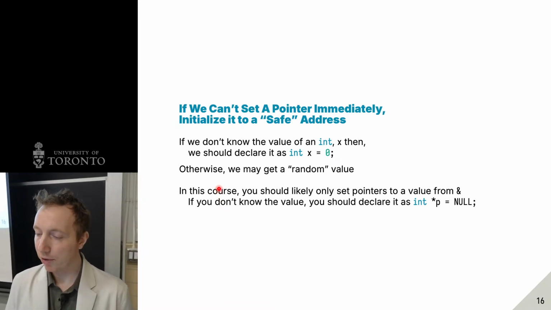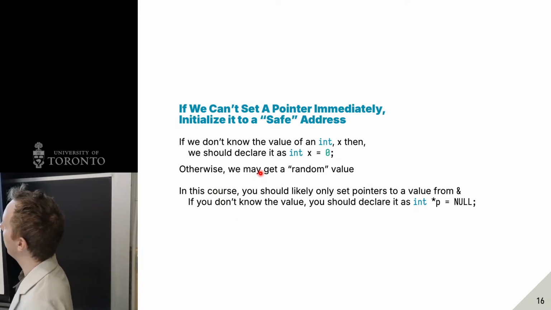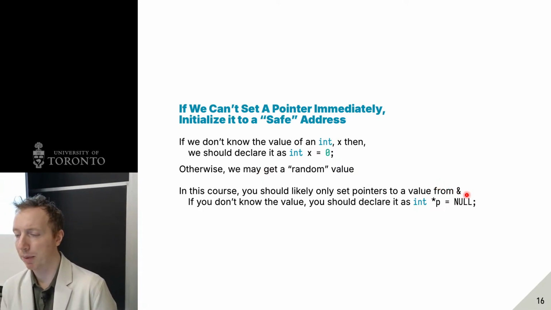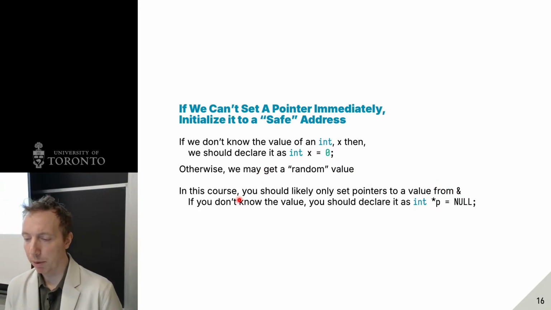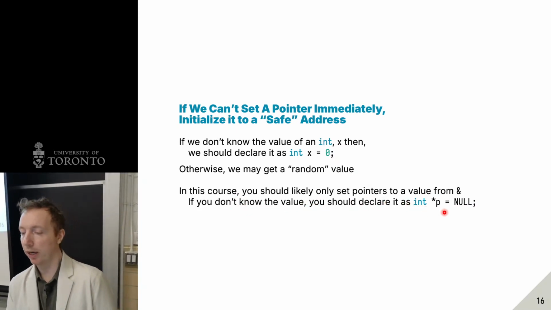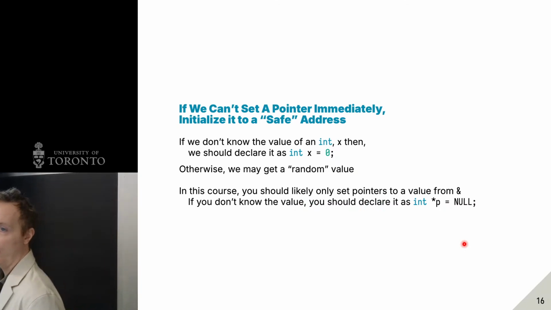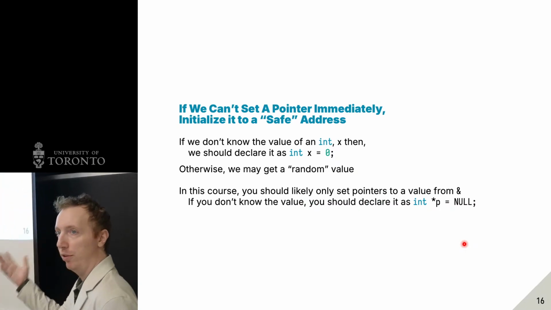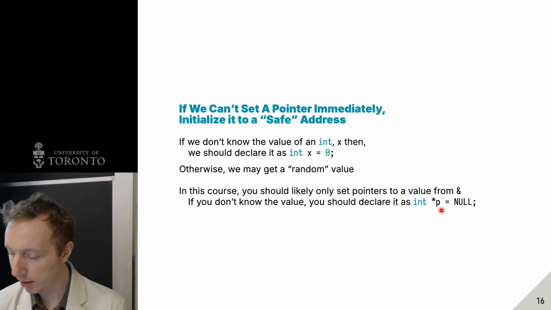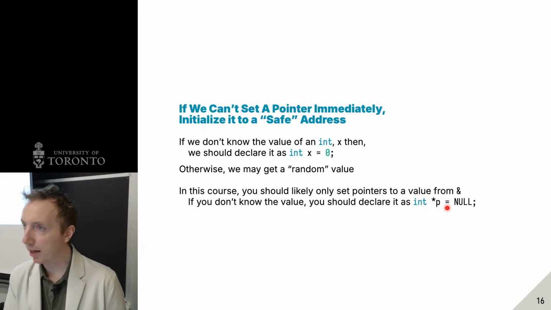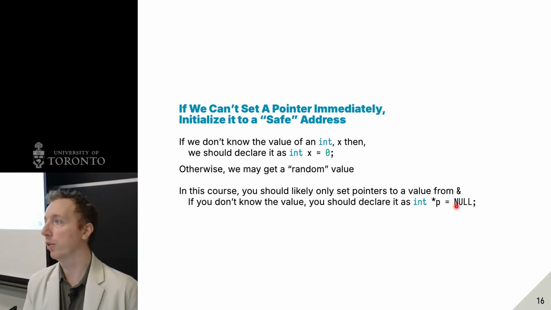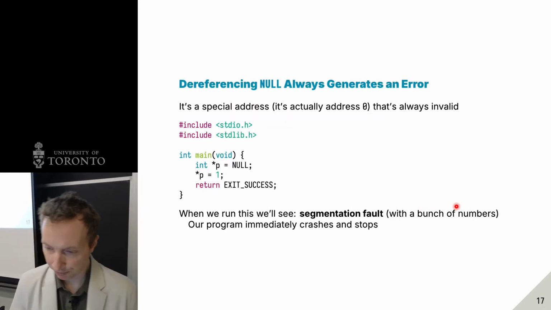So in this course, likely you shouldn't set pointers to an initial value, like you should just set them as something you get back from the ampersand sign. But if you don't know the variable or the value of the pointer, you should declare it as equal NULL. So NULL is a special pointer that just says, I don't know. It's just a safe initial default value that I haven't set it to anything, but it's a known set value. So it's just a special value called NULL in all caps.